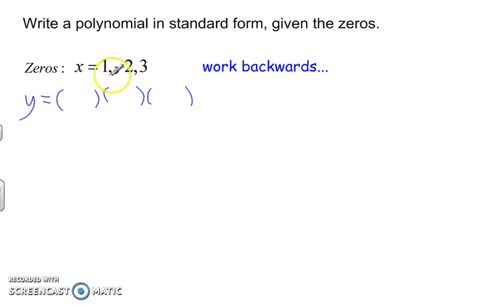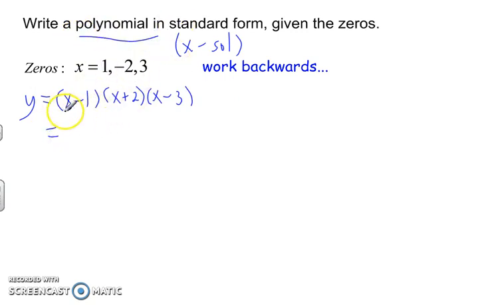So y equals, let's see, if the solution is at 1, the factor would be x minus 1. Solution at -2, that would be x plus 2. Solution at 3, that would be x minus 3. The cadence there is always x minus the solution is the factor. So I've now written it as factors. It's almost a function. We really want to make it into a polynomial, so we want to multiply these together.